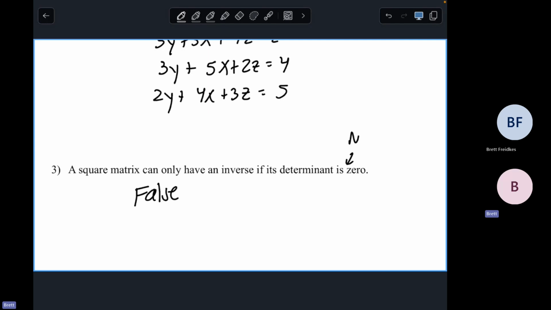You can fix this by saying non-zero, because you have to fix the expression, right? That's part of your requirement if you have a false statement. A square matrix can only have an inverse if its determinant is non-zero. It has to be some number. Does that make sense? Does that ring a bell?